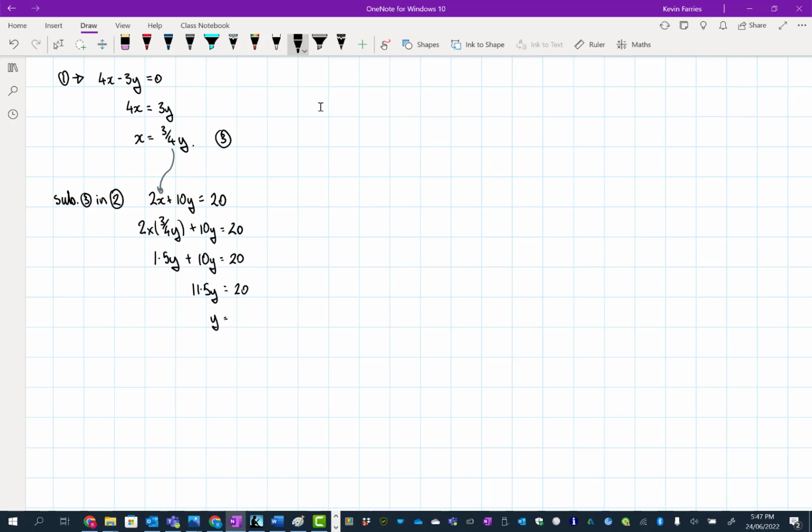Therefore, y is equal to 20. Divide both sides by 11.5 to get rid of that times by 11.5. It's 20 over 11.5. Now, if this was maths, you try and keep that as a fraction so you avoid rounding errors.